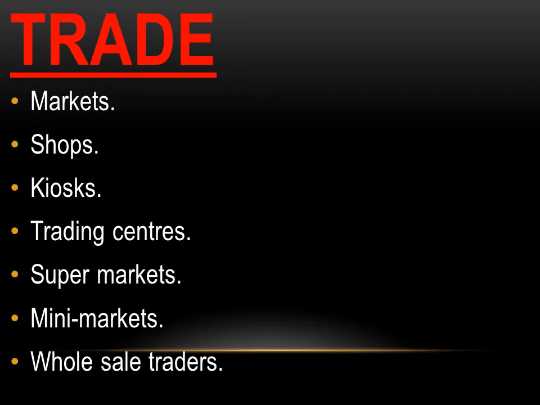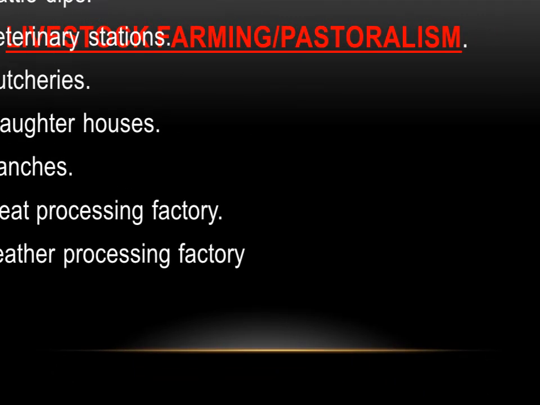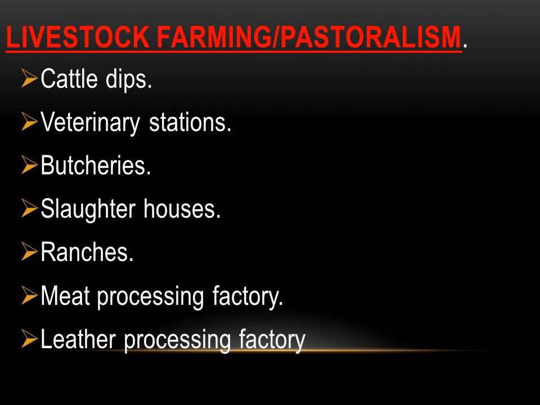Then we have supermarkets. We have the mini markets. We have the wholesale traders. They can indicate any of those in a map, and then they tell you to identify, maybe in a question, what evidence in a map shows that there is trade. So you can look at one of those, commonly a market. Then from there, we have pastoralism or livestock farming.